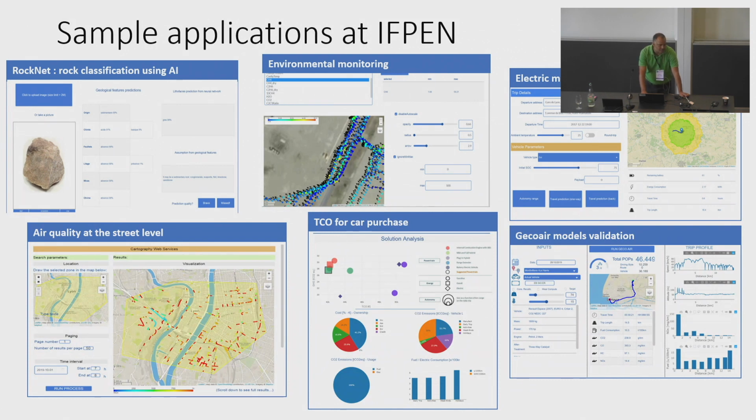Some sample applications, just examples of how it was used at IFPEN. For example, here is RockNet. It's AI, a CNN, convolutional neural network. So the web app uses the photo of the phone to take pictures of rocks and send them to the CNN to identify the geological features. This was a rapid prototype done with Chalkit.